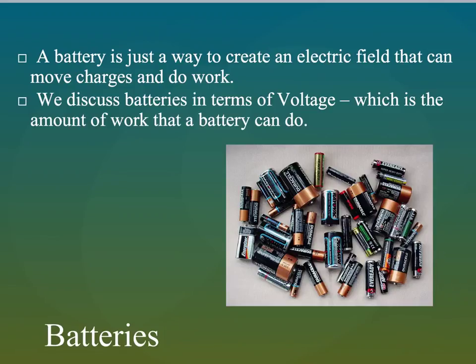So batteries are a really simple device that takes advantage of the potential difference, okay? A battery is just a way to create an electric field that can move charges and do work. And we know that batteries give us electricity. They run our cell phones, they operate our calculators, and a whole bunch of other things. So when we talk about batteries, we discuss them in terms of the voltage, and you might recognize this first part here, the volt, which has to do with the potential difference. So this is essentially just the amount of work that a battery can do.